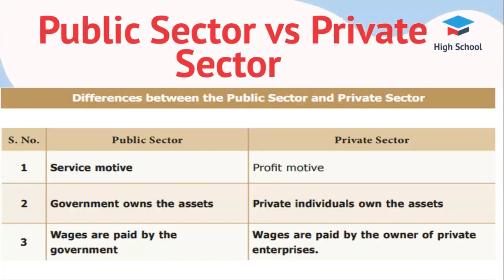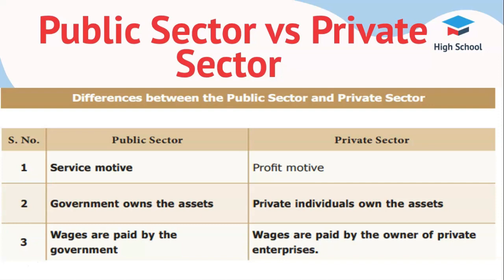Next, public sector and private sector. Economic activities are classified into public and private sector based on who owns assets and is responsible for the delivery of services. Now we'll see what is the difference between the public sector and private sector. Public sector is a service motive, and private sector is a profit motive. In the public sector, all the assets are owned by the government, whereas in the private sector, the assets are owned by the individual. In the public sector, wages are paid by the government, whereas in the private sector, wages are paid by the owner of the private enterprises.